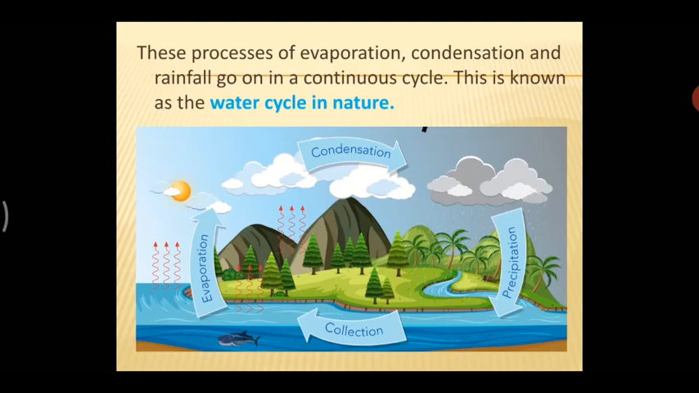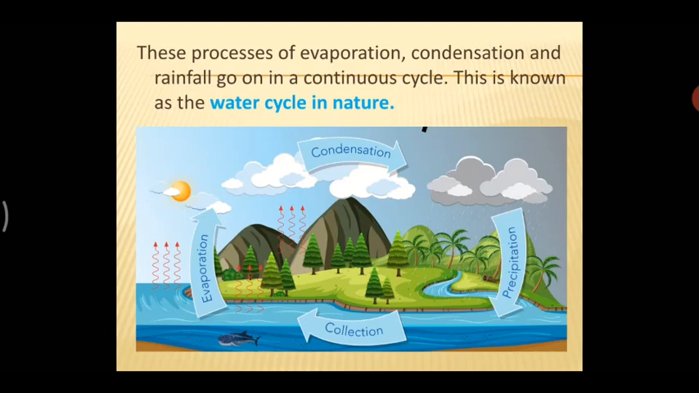This process of evaporation, condensation and rainfall goes on in a continuous cycle. This is known as the water cycle in nature. The process of water heating up, forming water vapor and rising up into the atmosphere is called evaporation. And then the water cooling down is called condensation. The water cools down and forms drops of water.